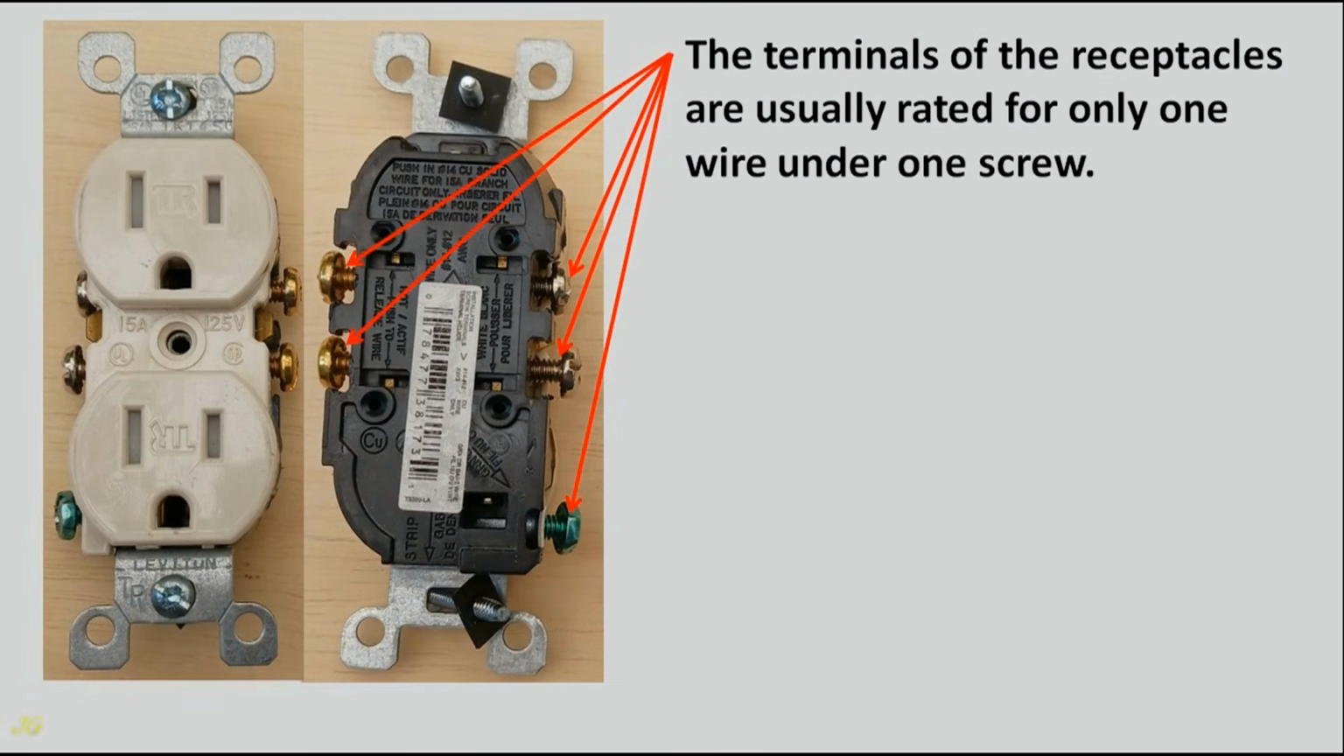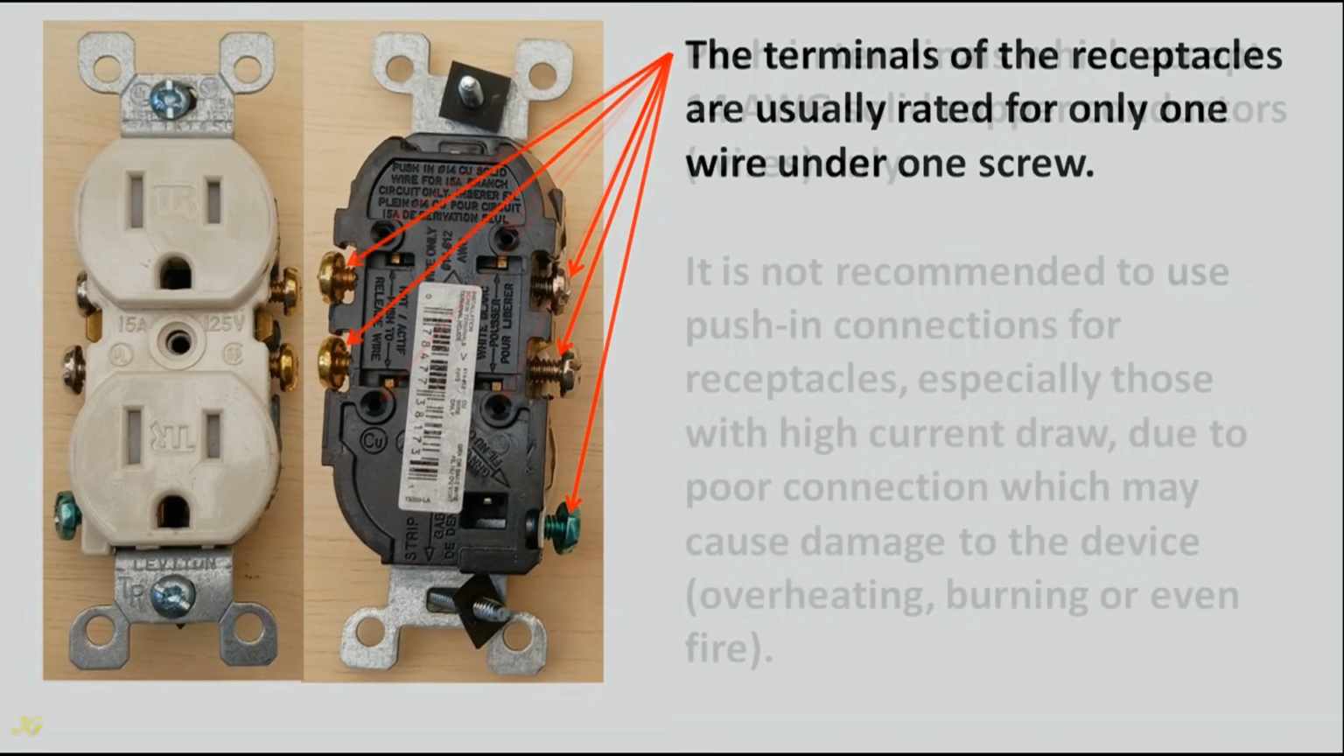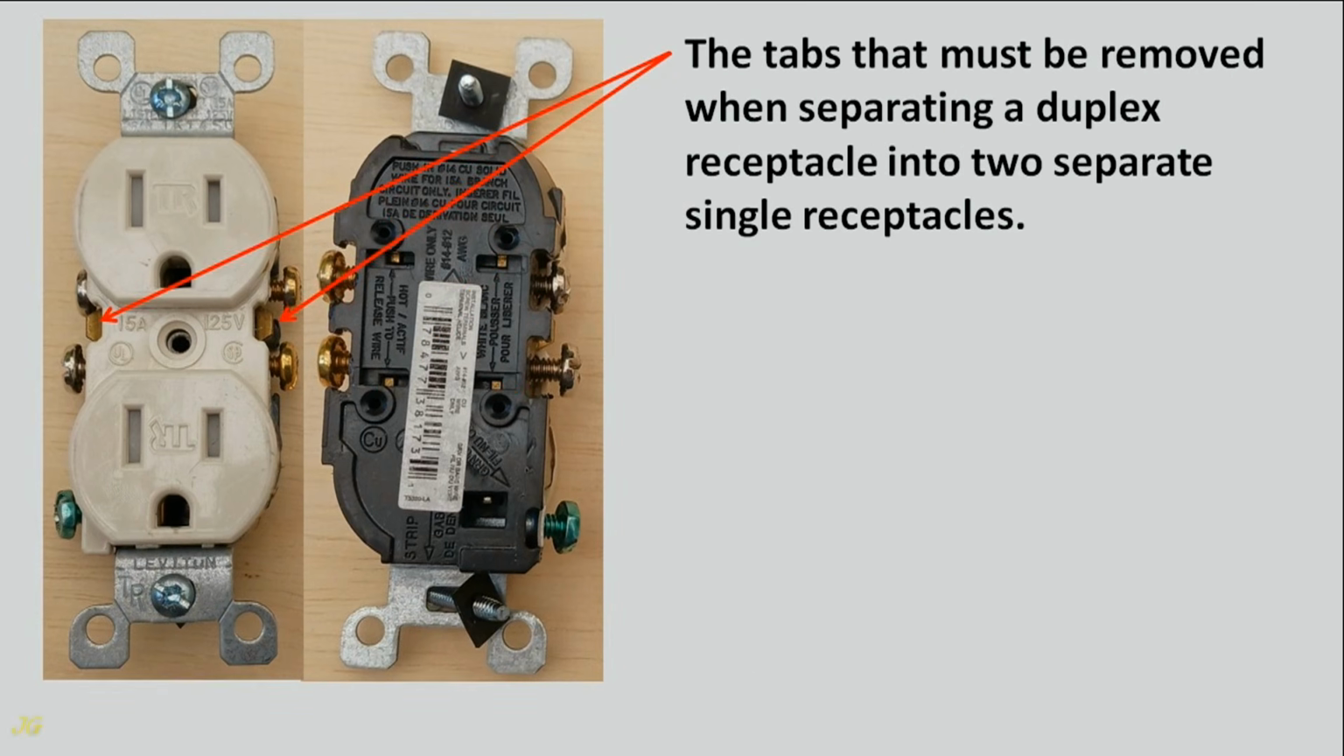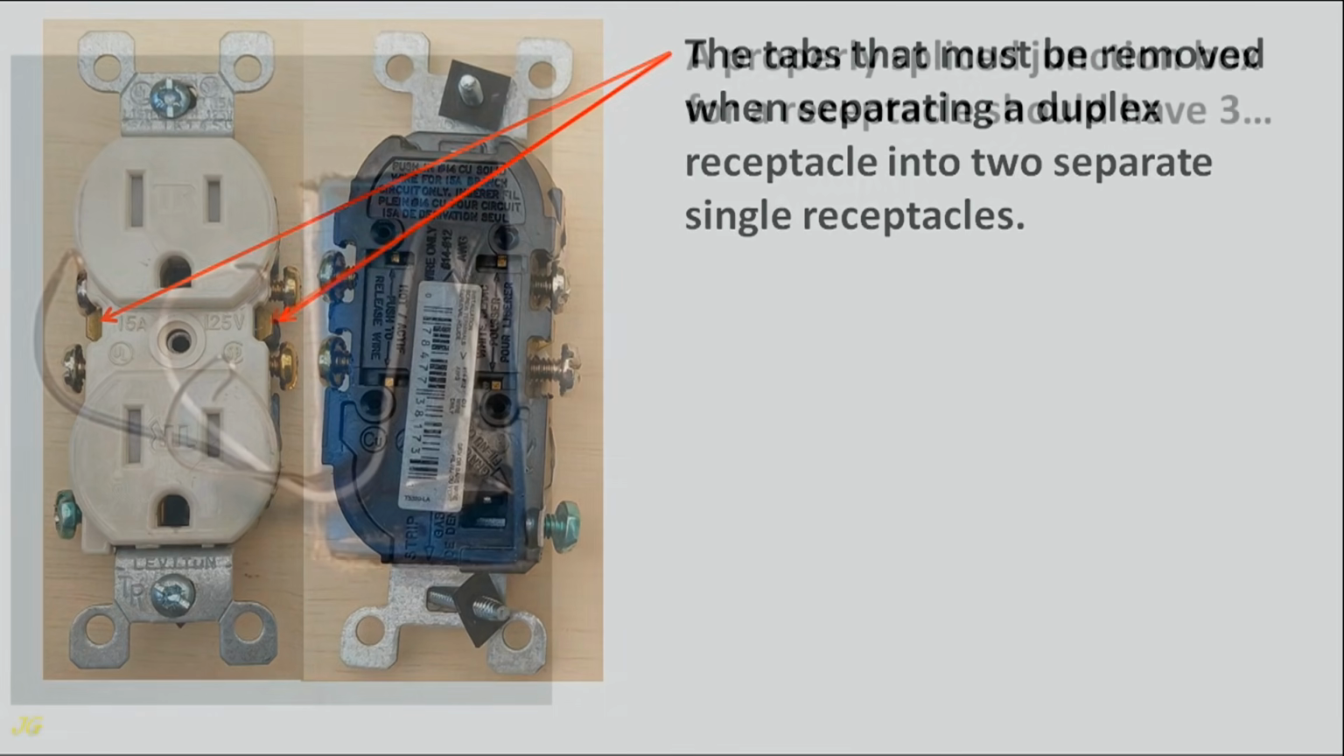The terminals of the receptacles are usually rated for only one wire under one screw. Push-in terminals accept 14-gauge solid copper conductors, wires, only. It is not recommended to use push-in connections for receptacles, especially those with high current draw, due to poor connection which may cause damage to the device, overheating, burning or even fire. The tabs that must be removed when separating a duplex receptacle into two separate single receptacles.